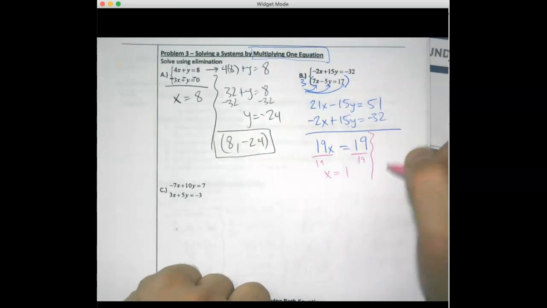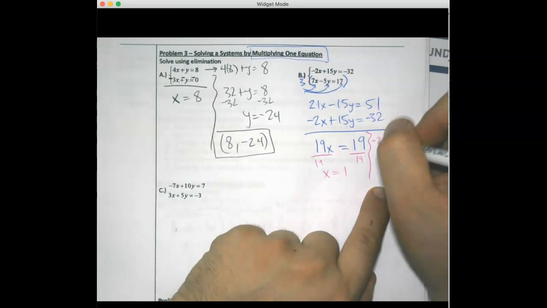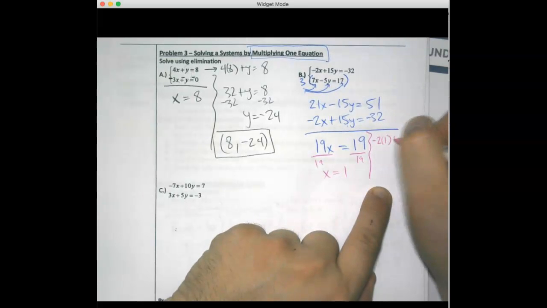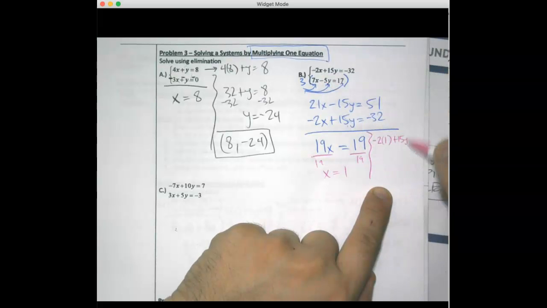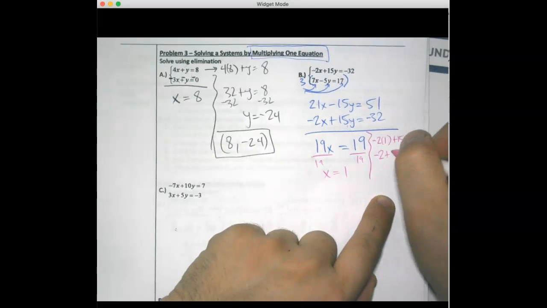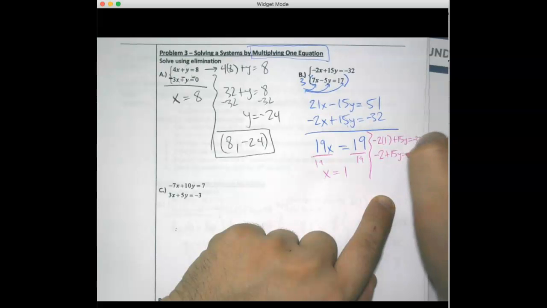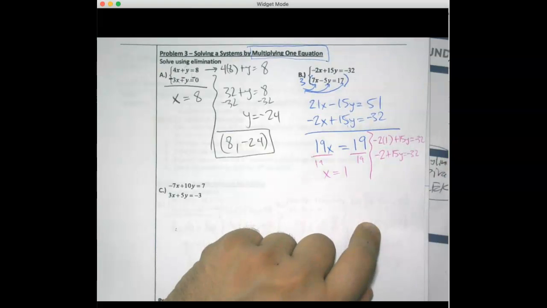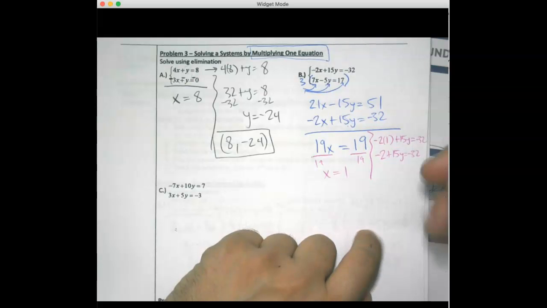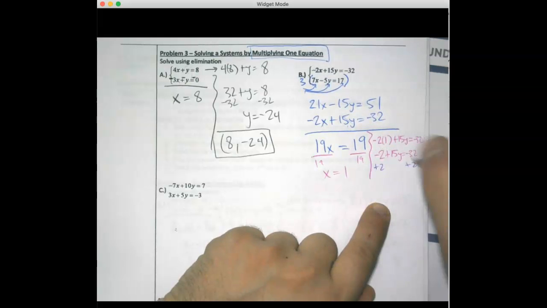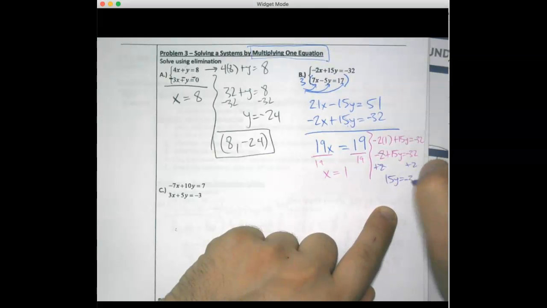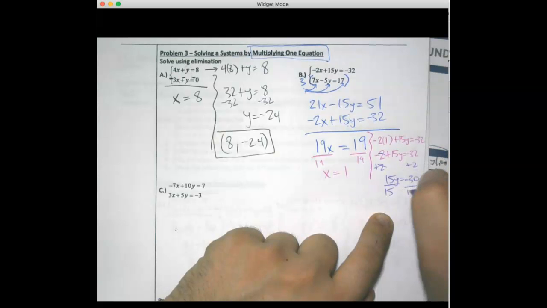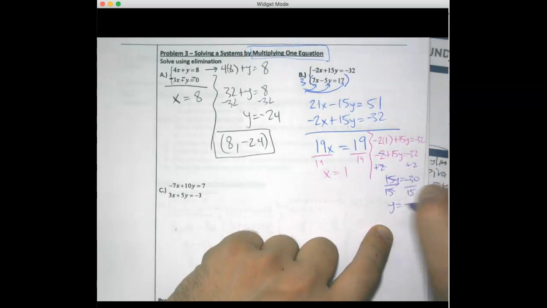And if x equals 1, I can plug that into one of those original equations to get y. So take the top one, negative 2 times 1 plus 15y equals negative 32. Multiplied again, negative 2. Add 2 to both sides. So do that. 2 cancels, bring down the 15y, negative 32 plus 2 is negative 30, divide by 15, and you will have y equals negative 2.